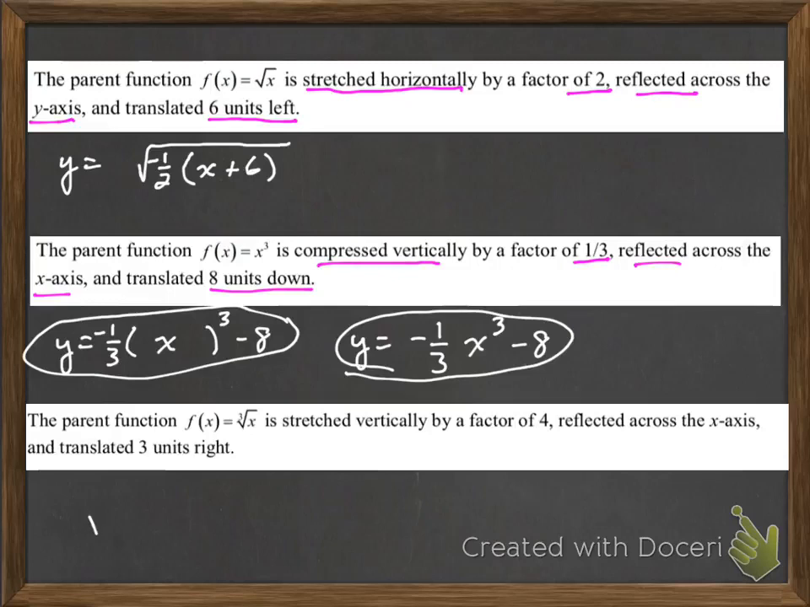All right, so the next one we have is going to be a cube root. And this one is stretched vertically by a factor of 4, so the 4 is outside. Reflected over the x-axis, so that a value is negative. And finally, 3 units to the right, so that's going to be x minus 3 inside.